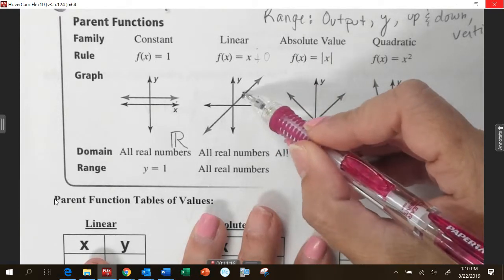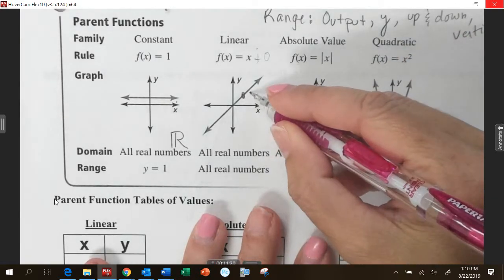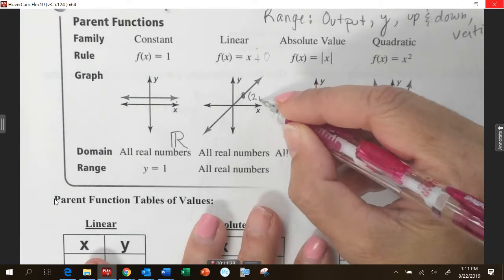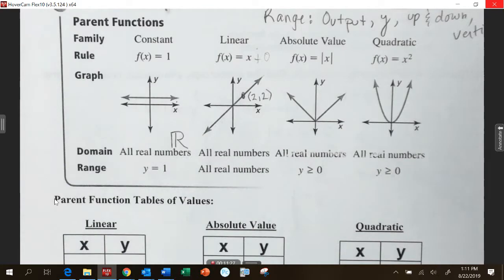Every single point on this graph has the same x and y. So if I pick any point and I say this is the x of 2, guess what the y is? Also 2. Like every single point is 3, 3, 4, 4, -9, -9, 132, 132.